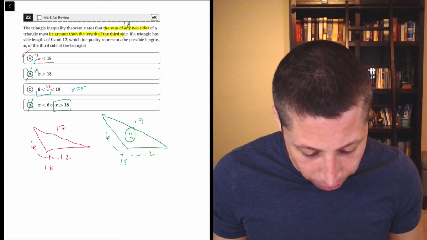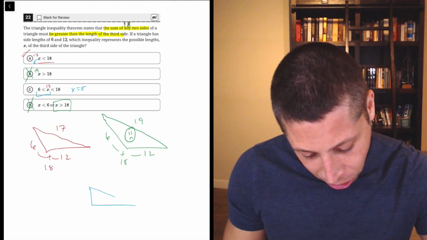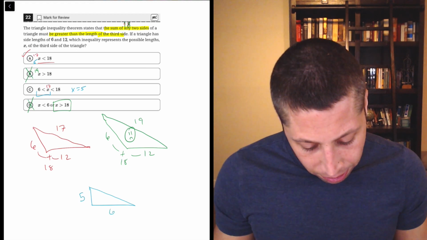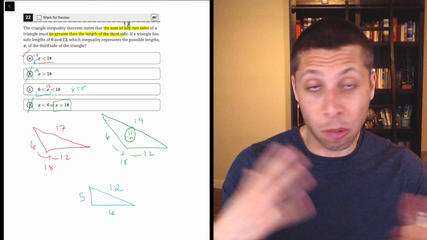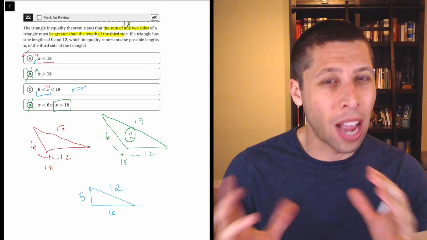I'm going to draw another triangle here. I'm going to try to do it a little differently. This is a little harder to draw. But basically what I want to do is get a side length of 5, a side length of 6, and a side length of 12. We can see now 12 has gone from just being a regular old side to now it's the biggest side in the triangle. So that kind of changes how we want to think of things.